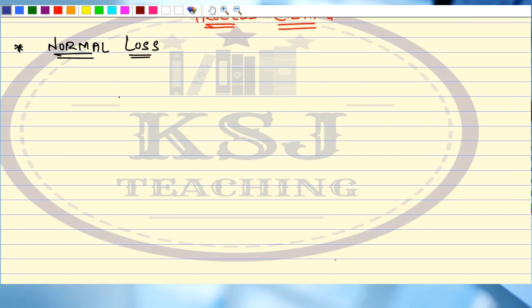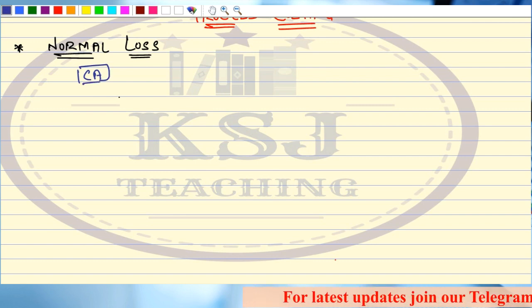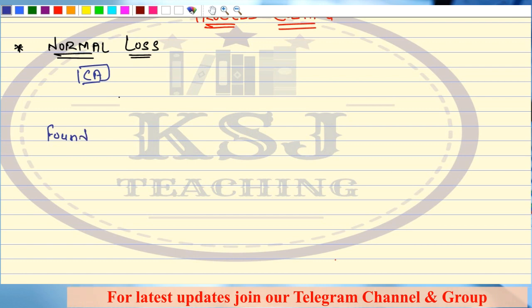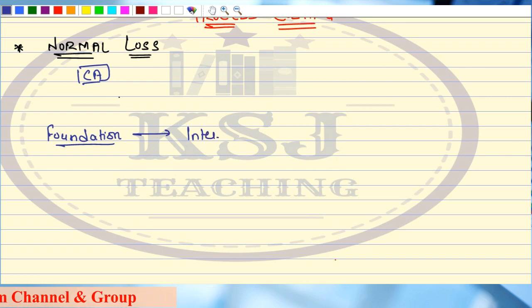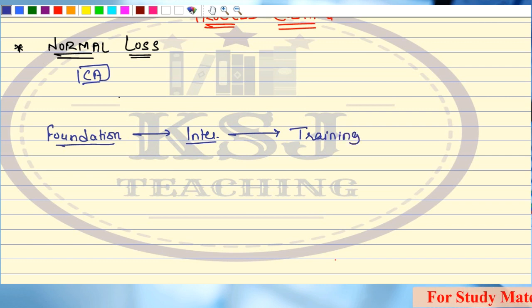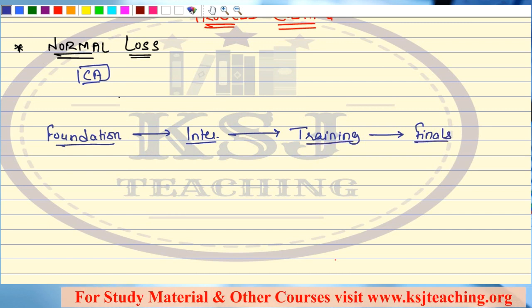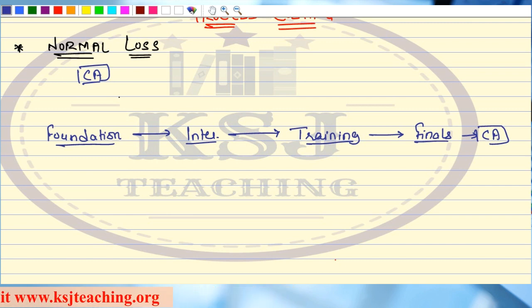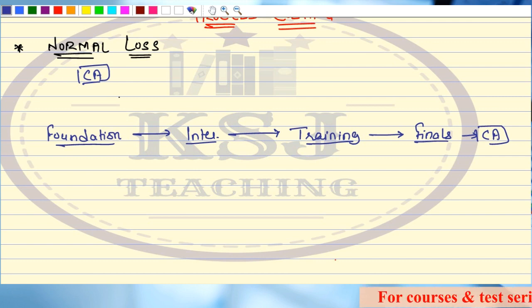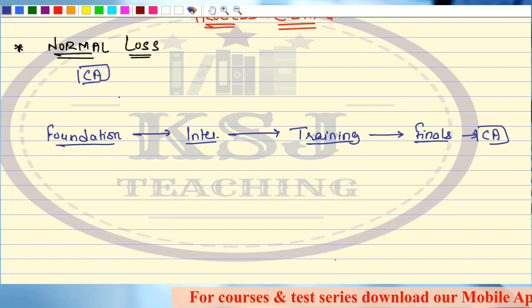As we discussed, the example of doing a CA course, I'll come back to that example only. First you have to appear for foundation, then you have to appear for your inter exams, right? Then you have to prepare for your training. After training, you will appear for your final exams, and then you will be converted into a chartered accountant, right? So if you want to do CA, you have to go through various processes. Foundation is one process, inter is another process, training is another process, and finals is another process.